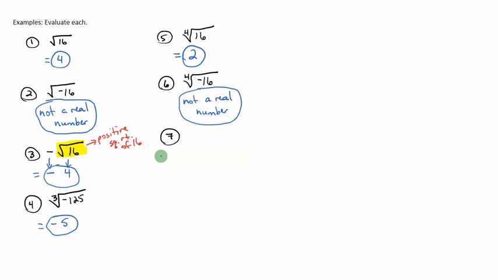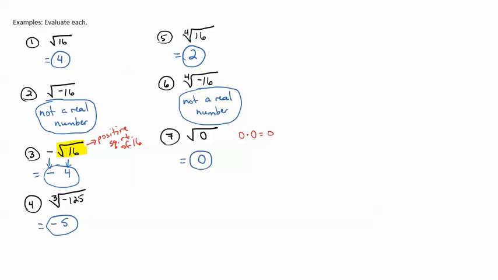Number 7. This one's missed a lot. What about the square root of 0? What times itself 2 times equals 0? Well, the answer is 0. A lot of people think you can't take the square root of 0. Well, 0 times itself 2 times does in fact equal 0. So yes, 0 is the square root of 0.